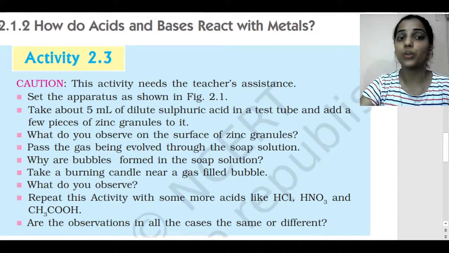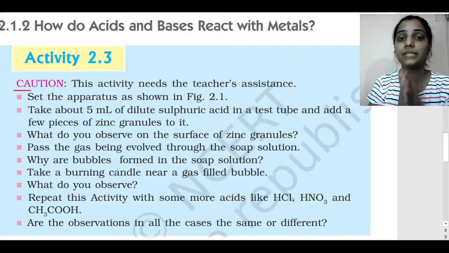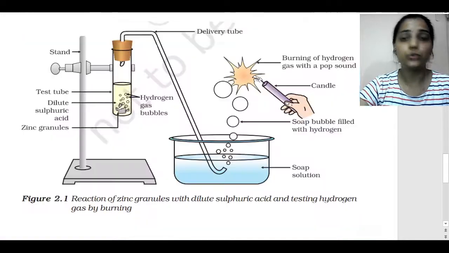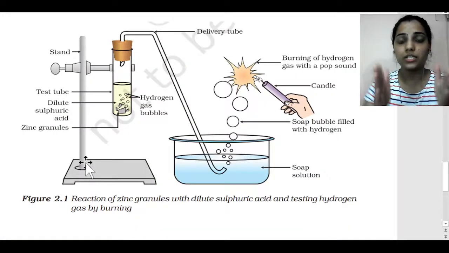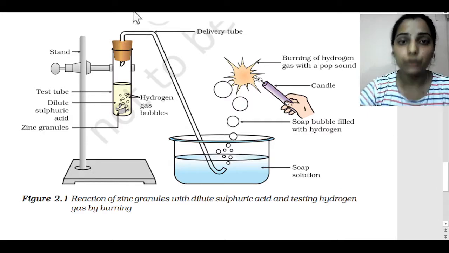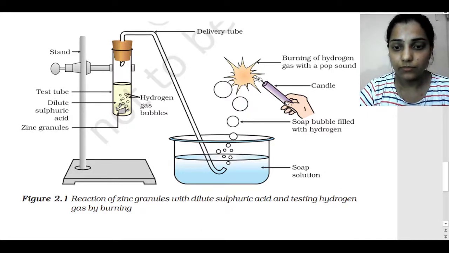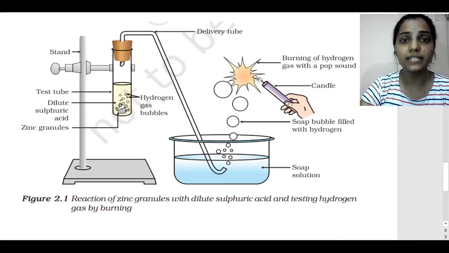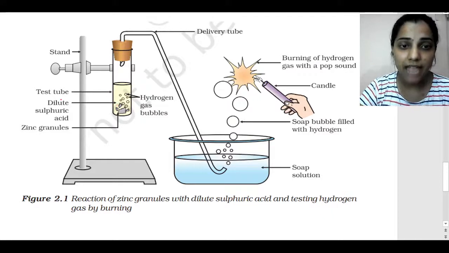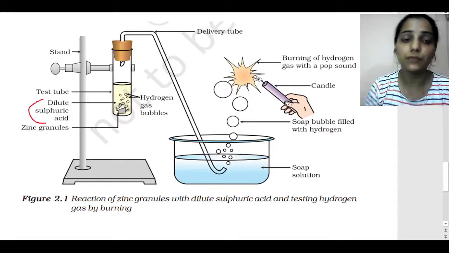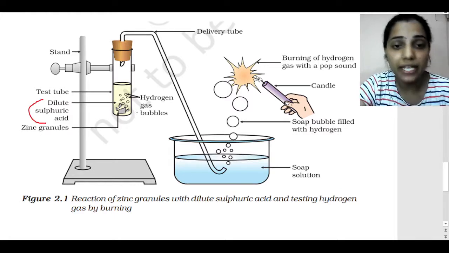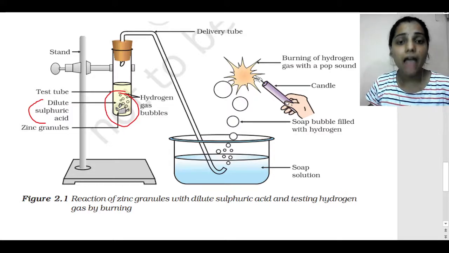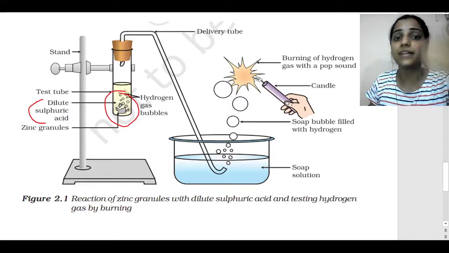That is activity 2.3, and there's a caution, students, that please do this activity with the teacher's assistance. Now what we have done is we have taken an acid, that is dilute sulfuric acid. Now we have taken zinc granules in it, and zinc is a metal, so we have taken acid and metal, right?